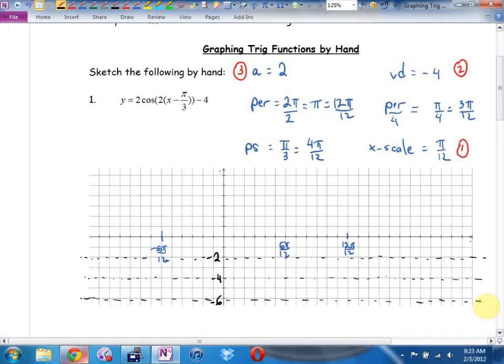The fourth thing I do is I identify the graph. Positive sine, positive cos, negative sine, or negative cos? Positive cos. Remember that. The fifth thing I do is I identify the phase shift. What's the phase shift?